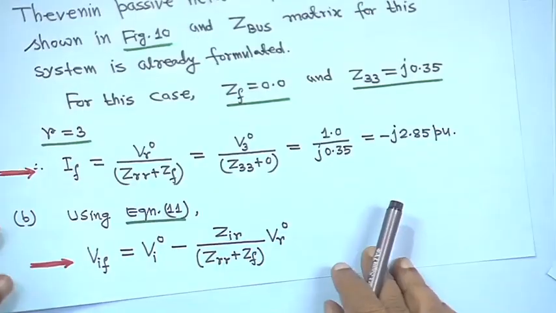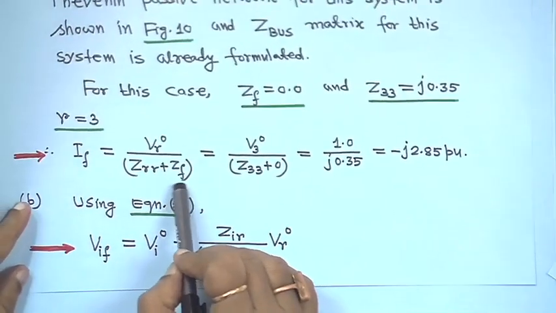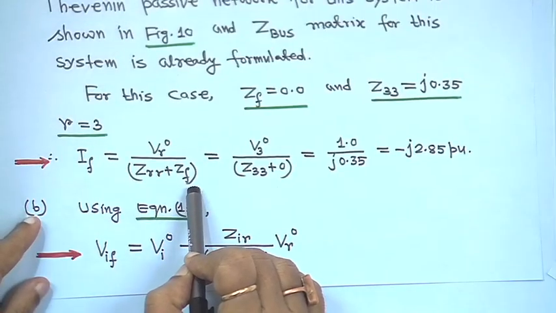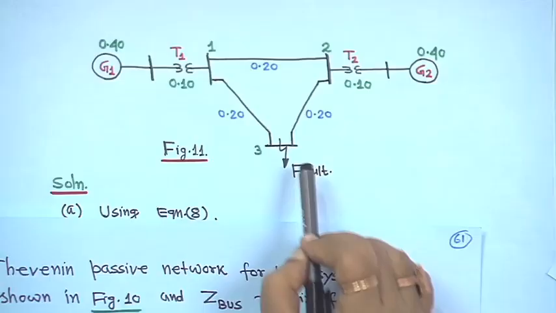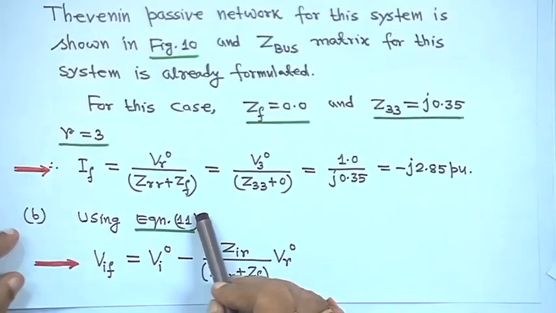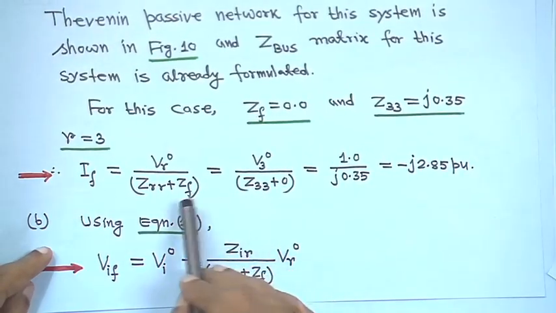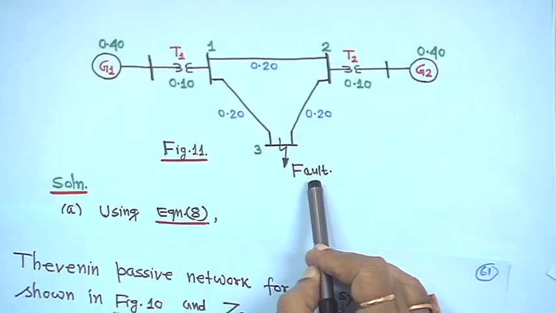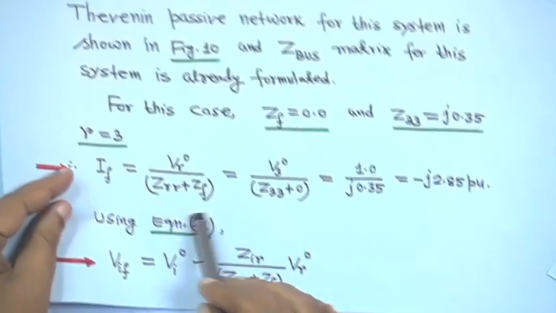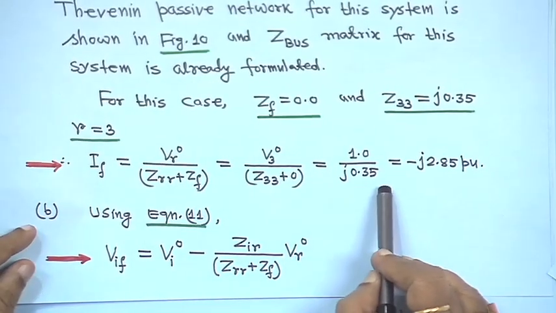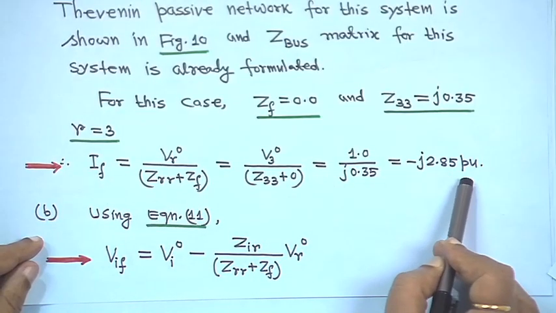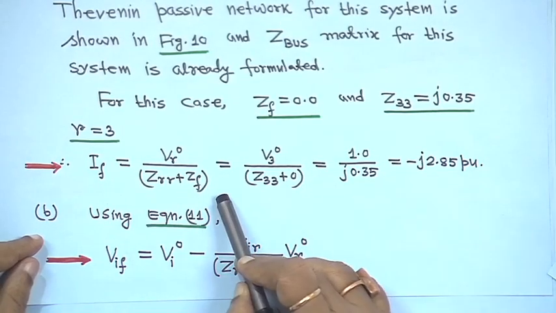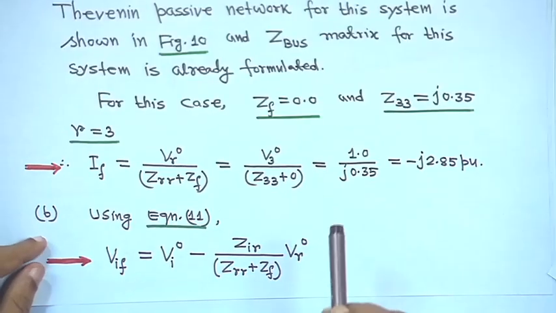So, now If is equal to Vr0 upon Zrr plus Zf. This Z33 is the faulted bus, bus 3. So, it is your Z33 and Zf, the fault impedance; it is a solid fault, so Zf is 0. So, If is 1 upon j0.35, that is Z33, that is minus j2.85 per unit. This Z matrix we are using from the previous example.